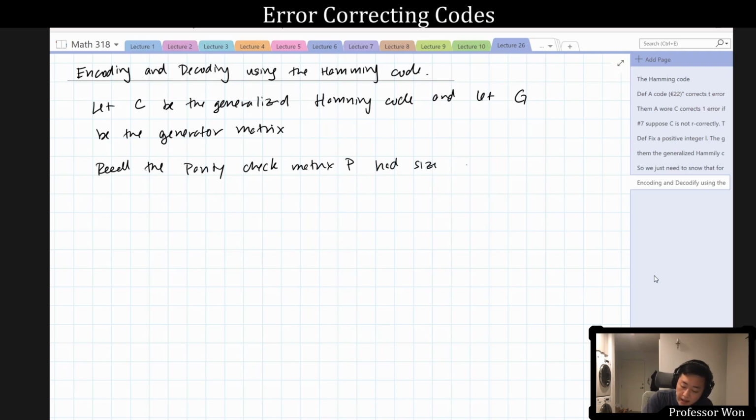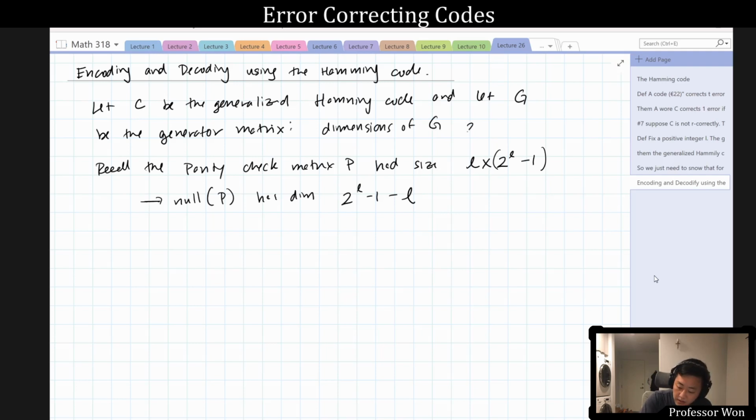Had size L by 2 to the L minus 1, right? Which means that the null space of P has dimension 2 to the L minus 1 minus L, right? by the rank nullity theorem. So let's call this, right. So the generator matrix, therefore, the dimensions of G is 2 to the L minus 1 minus L by L. Right, because that's the dimension of the null space of P by L. So let's call this thing K.